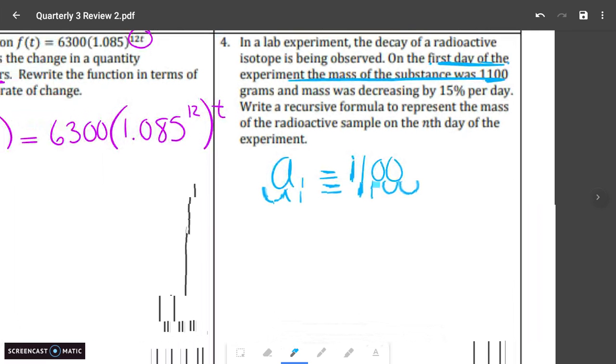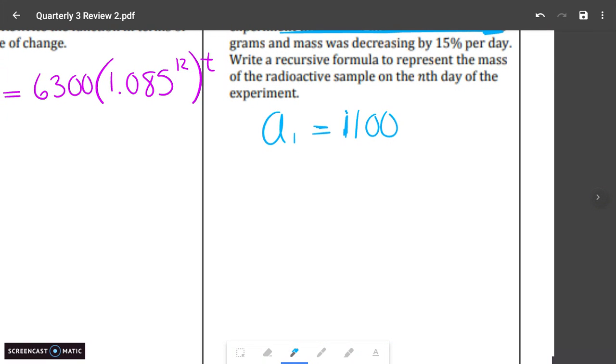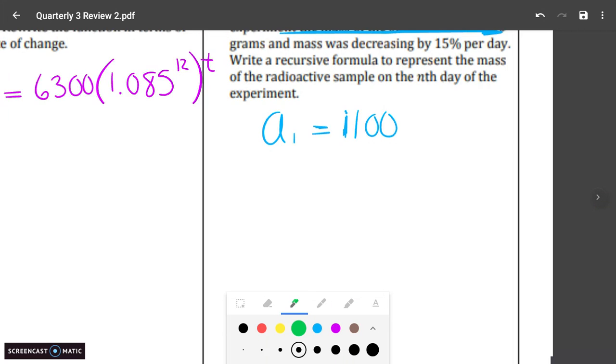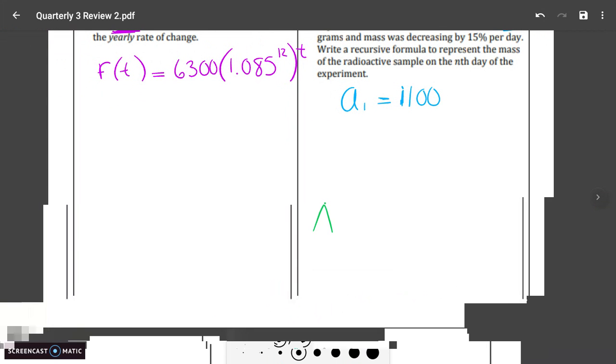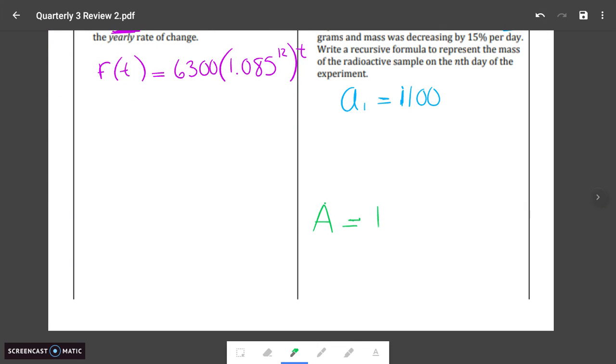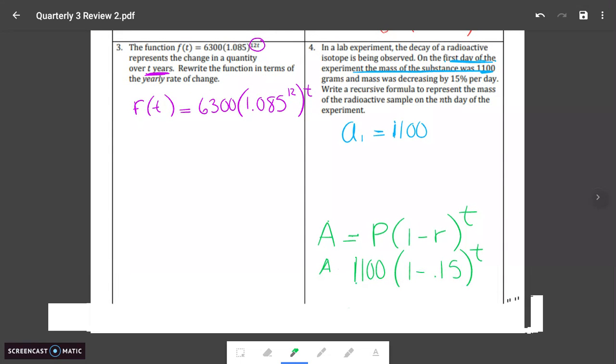So it's decreasing by 15% in this part. So I want us to think about if I were to write out a formula. So I'm going to put this on the bottom for a second. If I were to have this, I would be looking at something along the lines of this. So we know that we would have had my 1,100, which we already covered. 1 subtract 0.15 to the t. That would have been my formula.